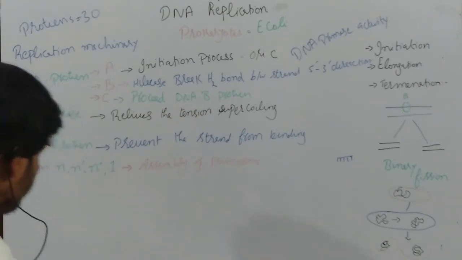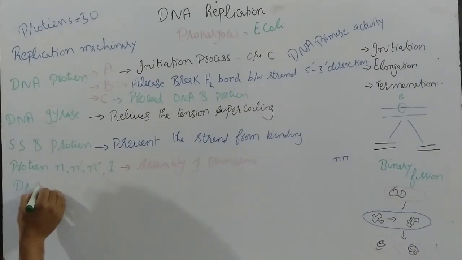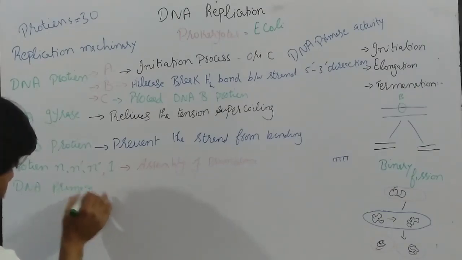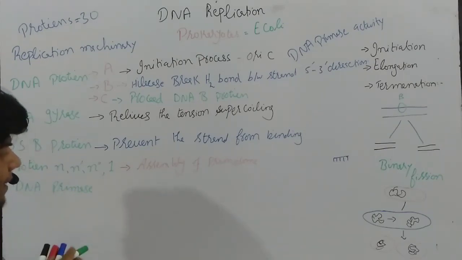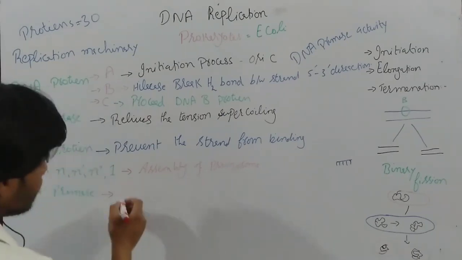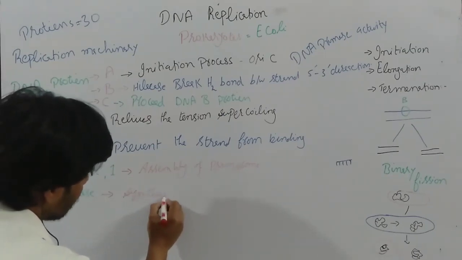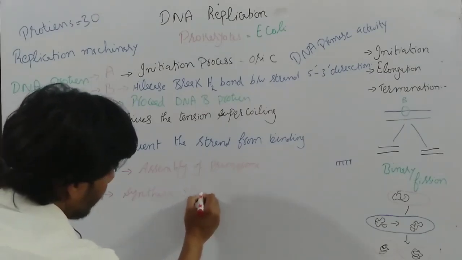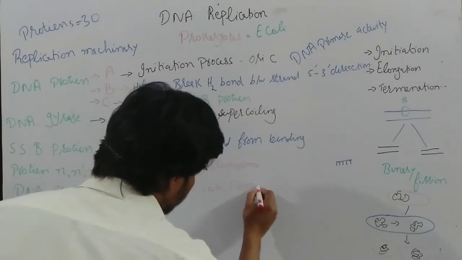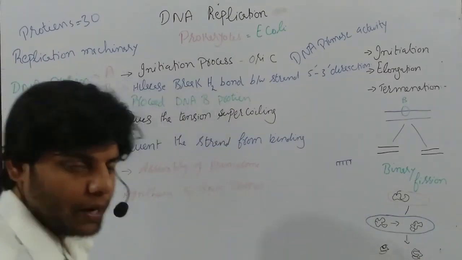Then we have another protein which is involved. We call that DNA primase. This DNA primase is usually responsible for the synthesis of RNA primer. So they can synthesize the RNA primer.